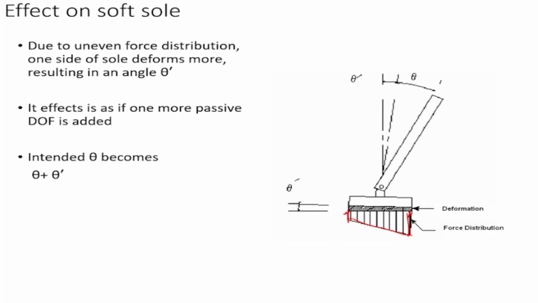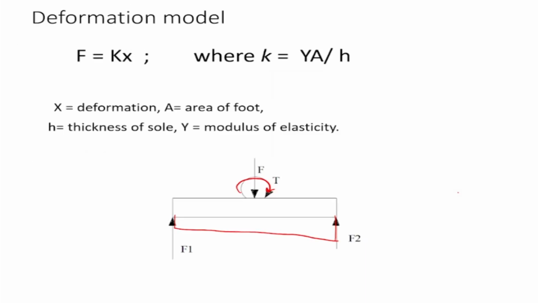What are we interested in? When the robot is bending on one side, what does the deformation look like? We have put a very simple model. You can model the deflection simply by putting a very simple spring. Sorry, there's no damper. There's a spring model, K and X, and your stiffness K can be found from here. X is the deformation that is happening, A is the area of the foot, H is the thickness of the sole, and Y is the Young's modulus.